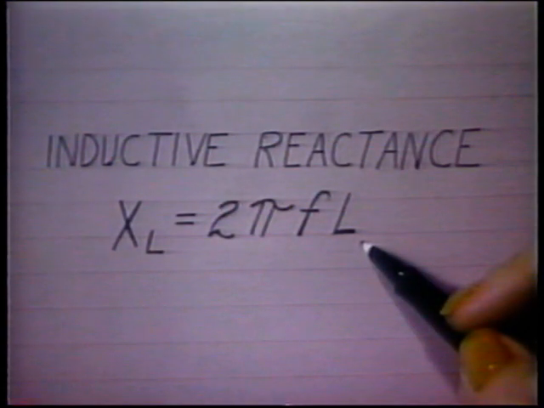Since the magnitude of induced EMF depends on the amount of inductance and the frequency, or rate of change of the current, the formula for inductive reactance takes both into account. Inductive reactance, X subscript L, equals 2 pi FL.